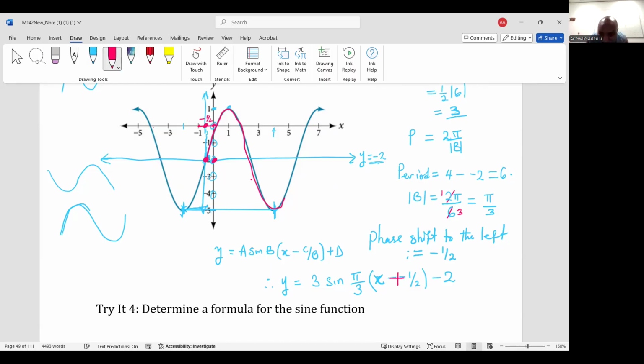Let us go to decimals and see what we have. 3 sine pi over 3 times x plus 1 over 2, minus 2. Let us go to decimals and put that same function here.